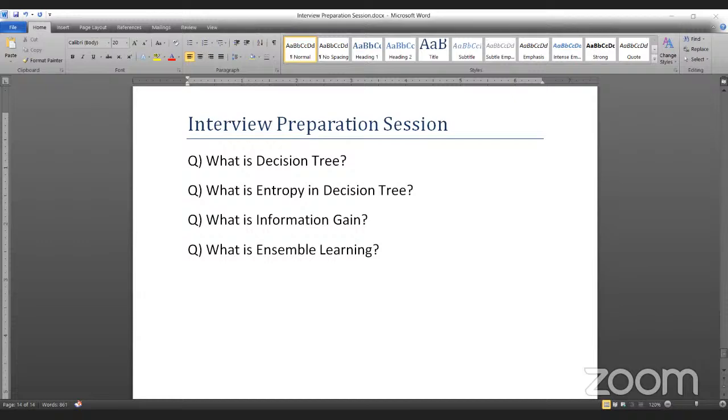Okay, so this is ensemble learning. Suppose we are building a machine learning model. Generally our goal is to find out the underlying patterns or trends in the data.